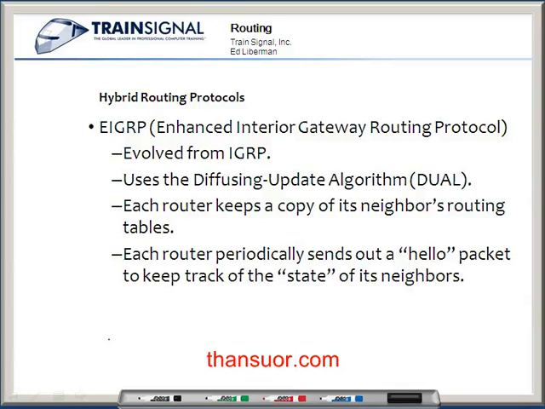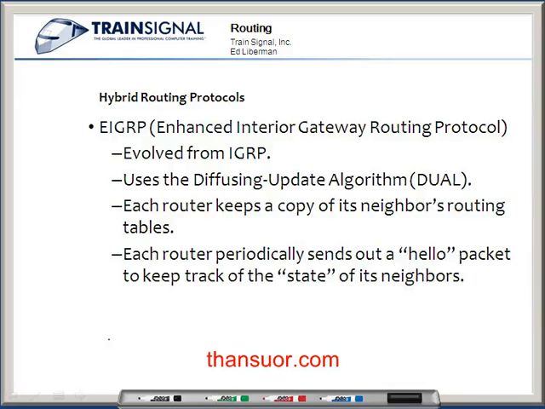Now, the Enhanced Interior Gateway Routing Protocol, as you might guess from the word enhanced, is really an update to IGRP, just the Interior Gateway Routing Protocol, which was a proprietary protocol that was designed by Cisco. Now, it uses something called the Diffusing Update Algorithm, or DUAL, to determine the best route to a destination. Now, okay, that's all fine and dandy. That's a whole bunch of extra letters for you to remember.